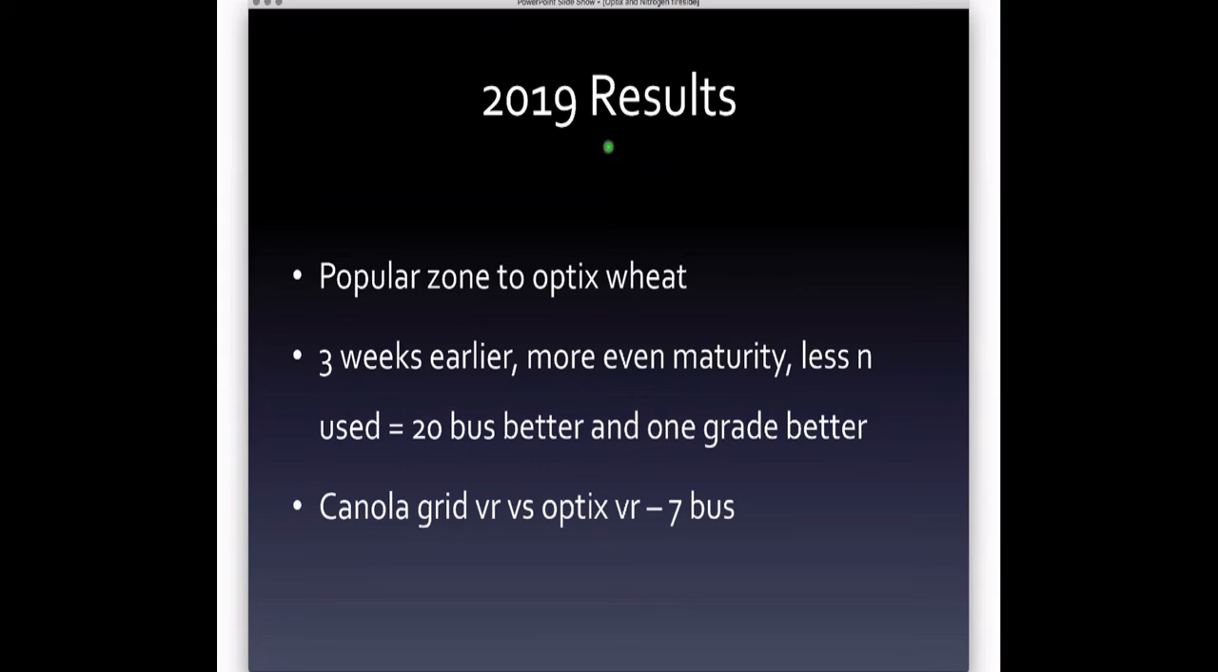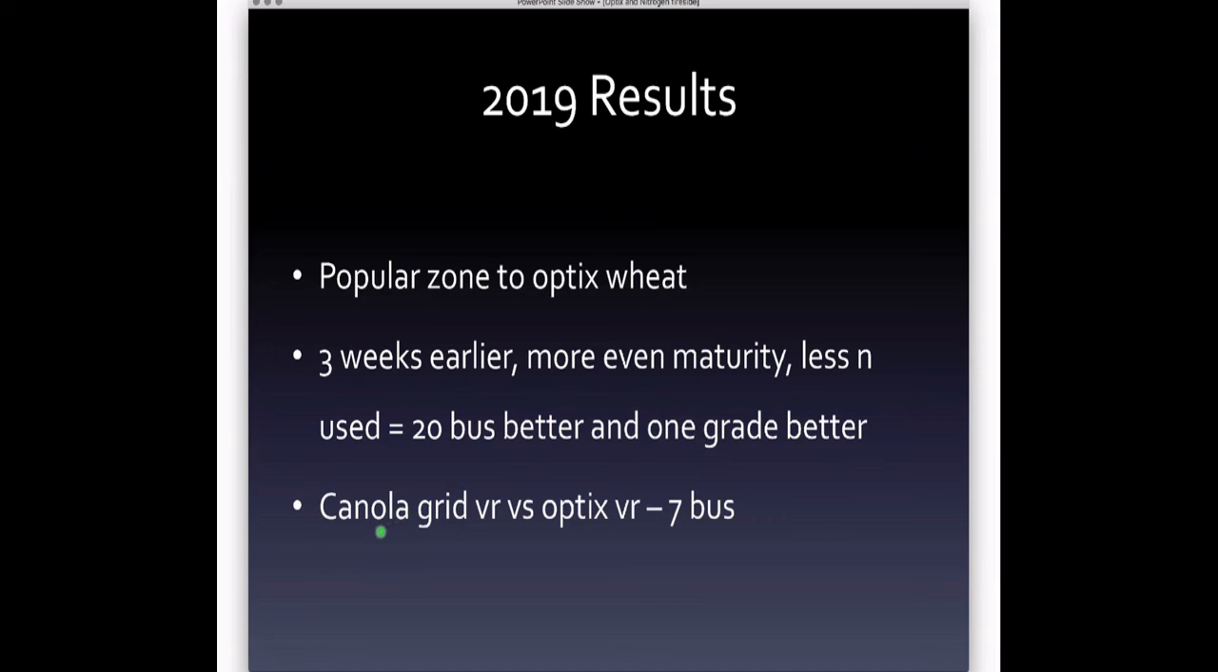In 2019, we had some good results out of Alberta, a popular zone program versus the SoilOptix suite. What we saw was 3 weeks earlier on the SoilOptix field, more even maturity and less nitrogen used. Plus, we got 20 bushels better and 1 grade better. And that's 1 grade better on 100% of the bushels, not just extra bushels.